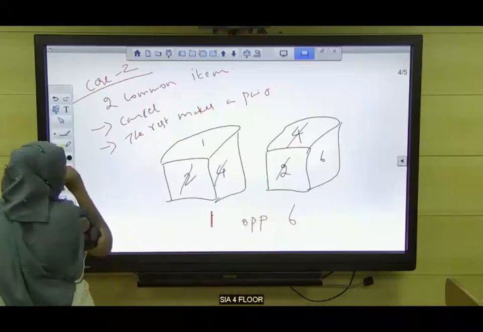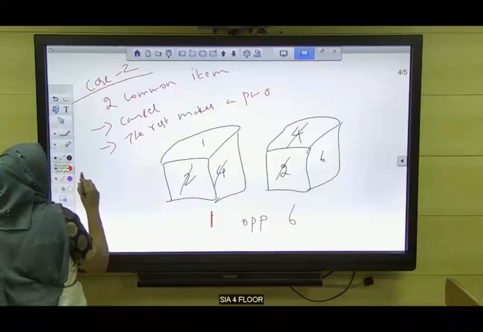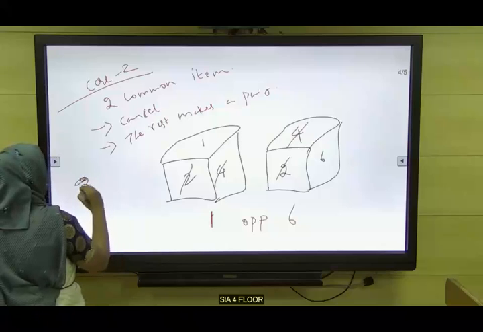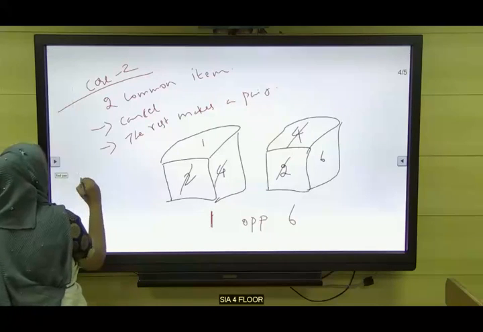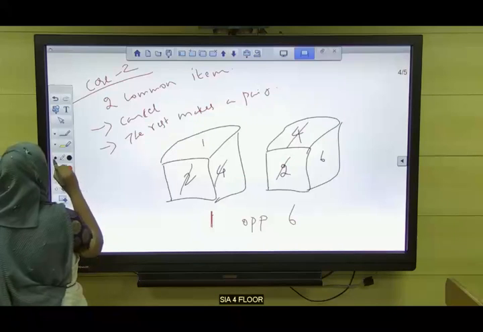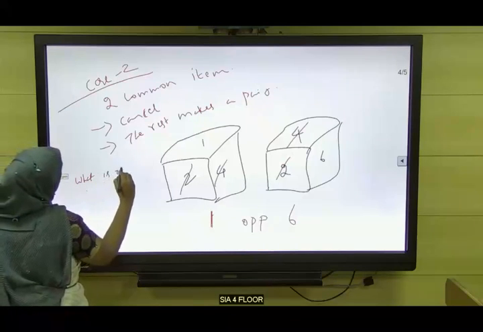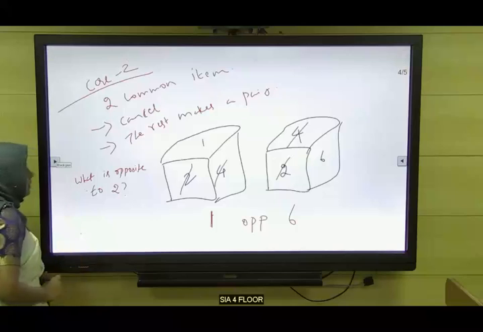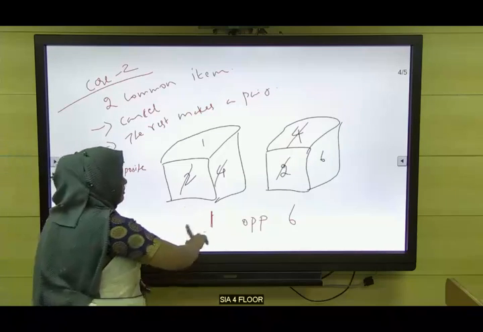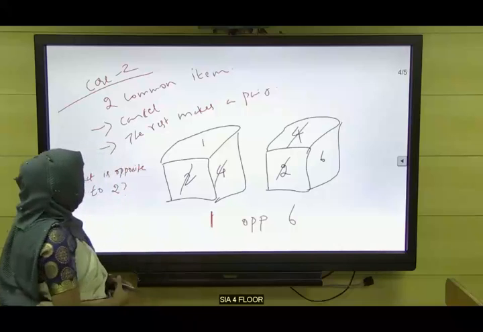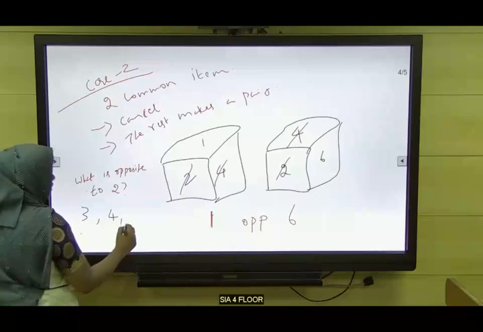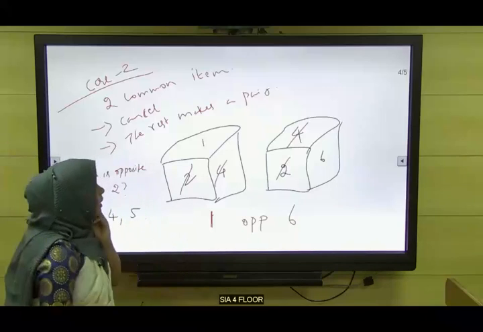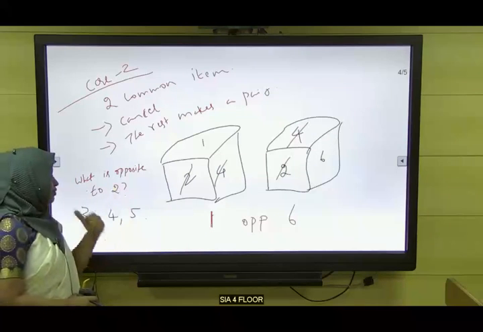Okay. Now, what about the rest of the pairs? If I ask you the question, what is opposite to 2? Already we made a pair between 1 and 6. So the left out numbers are 3, 4, and 5, correct? So we made a pair with 1 and 6, and the left out numbers 3, 4, and 5 are to make a match with number 2.